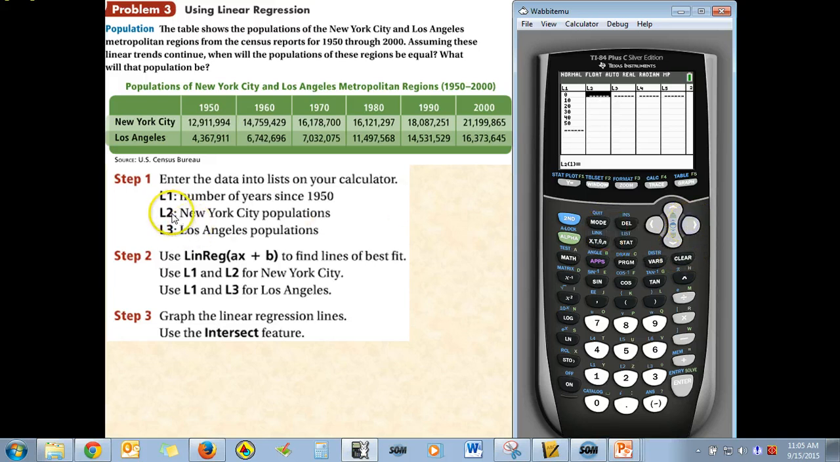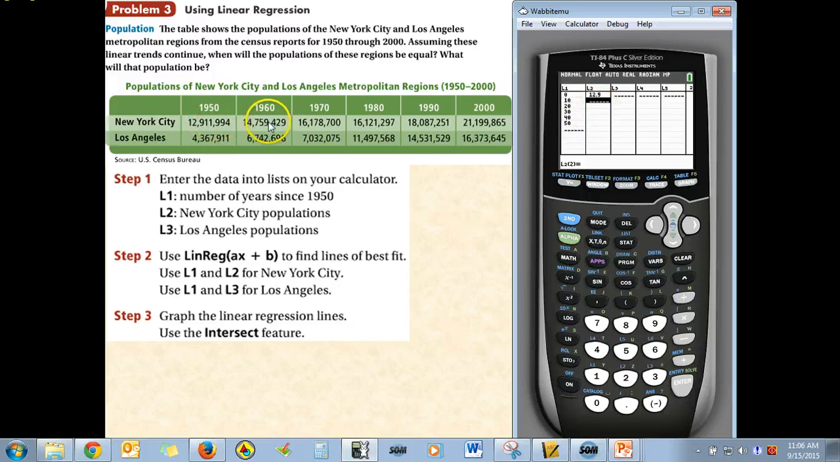Alright, let's let L2 be the New York City population. Now I am going to not enter 12,911,994. I'm going to round that to 12.9 million, and I'm going to enter it as 12.9, because I don't want to wait for my calculator to graph 12.9 million. It's going to be really hard to see.